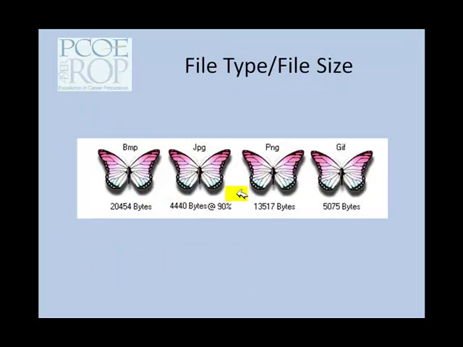One of the main deciders between file types is the size of the file. As you can see here, we have a bitmap file at 20,454 bytes. The comparable JPEG file, only 4,440 bytes. PNG, which is a newer file type, it stands for Portable Network Graphics. It supports transparency a little better than JPEG. It's somewhere in the middle at 13.5, and GIF is at 5,000. So you can see that the reason why JPEG is so popular for putting photographs on the web, the small file size means that websites load fast.